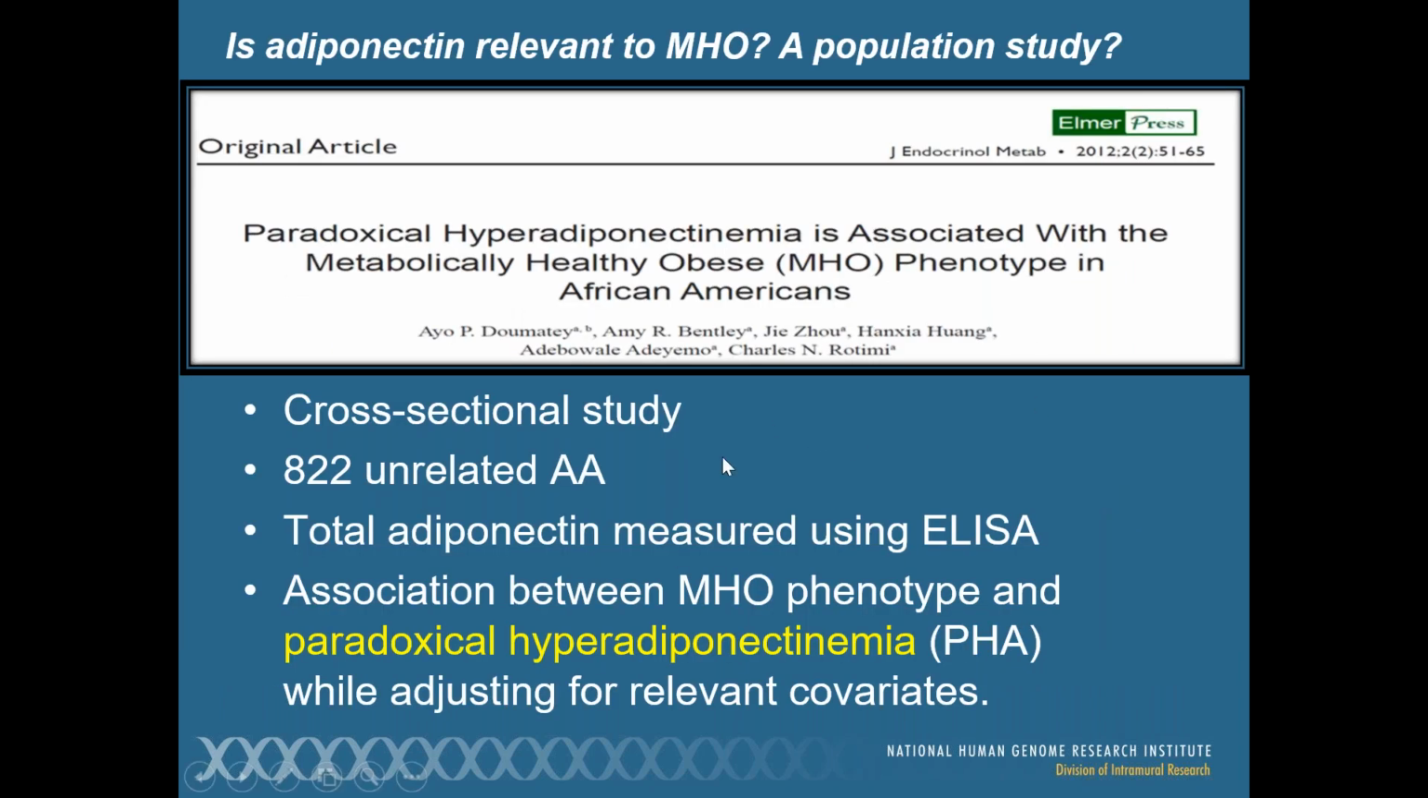So what we did is look at about 800 individuals. They're all unrelated and they're African American. We measured total adiponectin using ELISA, and we just looked at the association between the MHO phenotype and adiponectin.